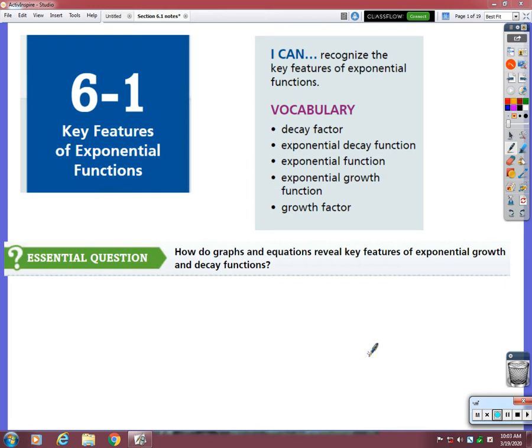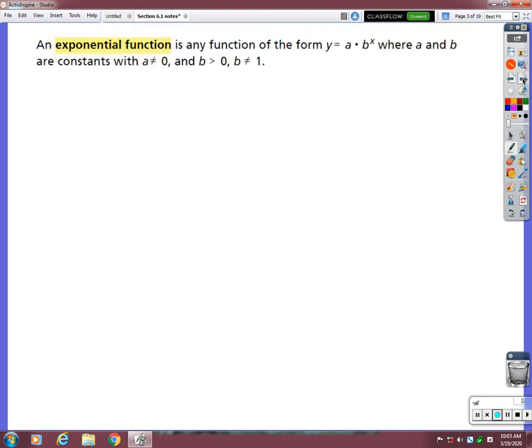Okay, so we are starting chapter 6 today, which is on exponential functions. And so today we are going to just talk about some of the basic features of an exponential function. So to start with, just like linear equations have their own equation that we're all familiar with, y equals mx plus b, we also know that quadratics have their own equation that we're all familiar with, y equals ax squared.